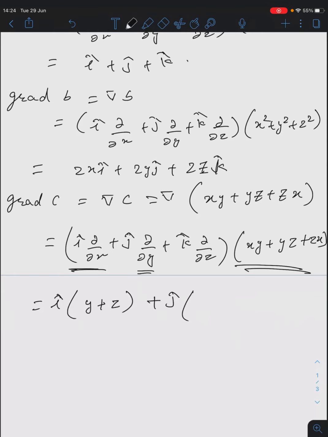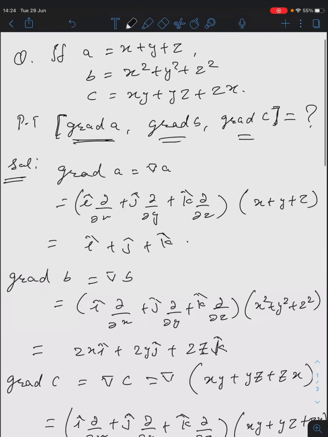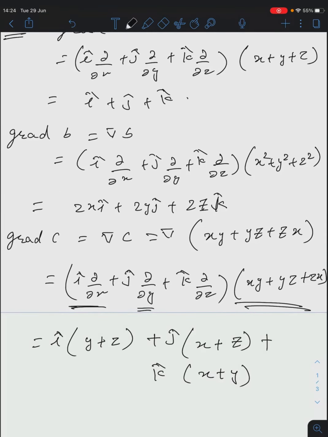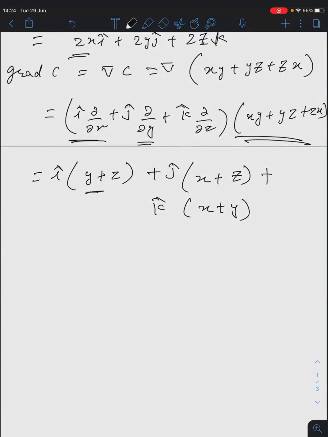Dou by dou y needs to be applied on the whole of this function. So again what will you get? x plus z, plus k cap, x plus y. Here also you had applied dou by dou x on all three terms, but since with y square you don't have any x, and with z square you don't have any x, the result was 0 there, and only for x square you got 2x. But here with the other two terms also you have the x variable, so you will have y plus z. Similarly the other two terms.